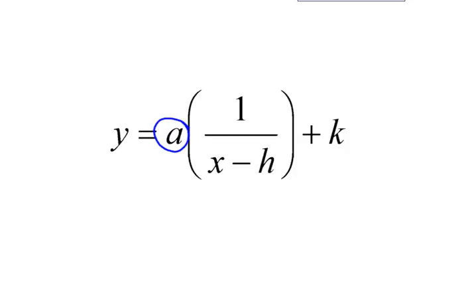We also have known for a long time that if we add or subtract a number to the x, it's going to be a horizontal translation. And if it's x minus a number, it's going to translate it to the right. And if it's x plus a number, it's going to translate it to the left. And we also know that if we add or subtract a number on the end of the equation, it'll be a vertical translation. Positive is up, negative is down.